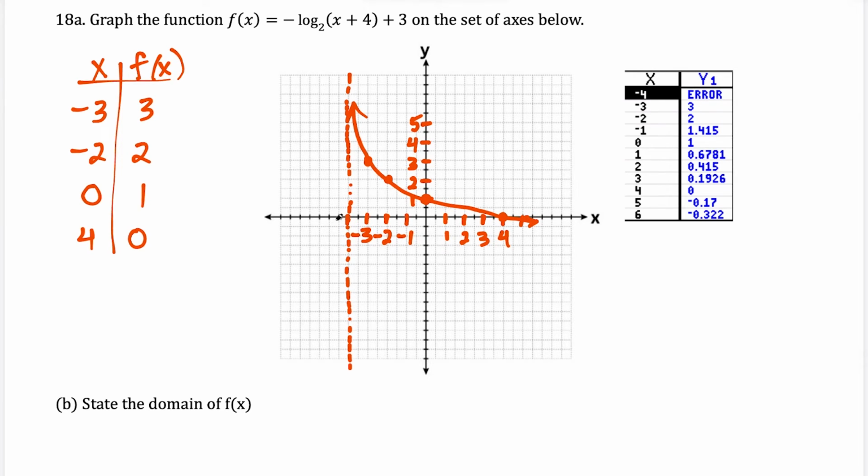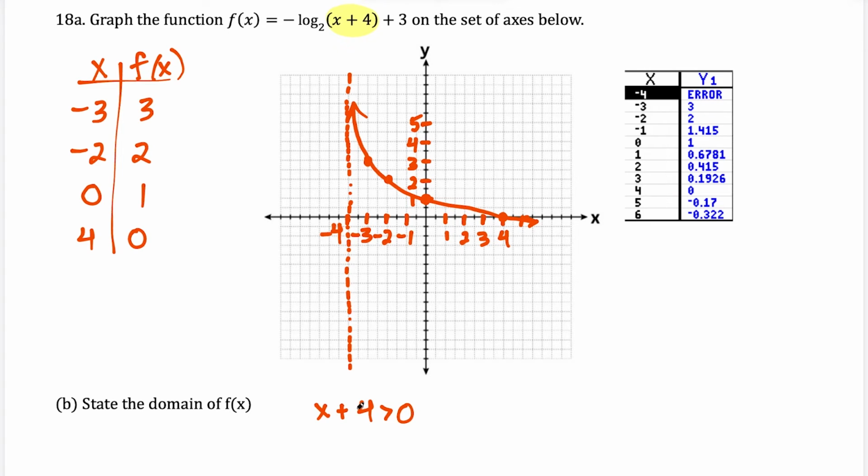So one thing to point out is that at x equals -4, we have a vertical asymptote. Now, how do we know that the vertical asymptote is at x equals -4? Well, notice that the error in the table occurs at x equals -4, but the true giveaway here is the inside of the log, okay, this part over here. When you're looking for the domain of a log function, you want to set the inside part to be positive. So we want to set x plus 4 to be greater than 0.